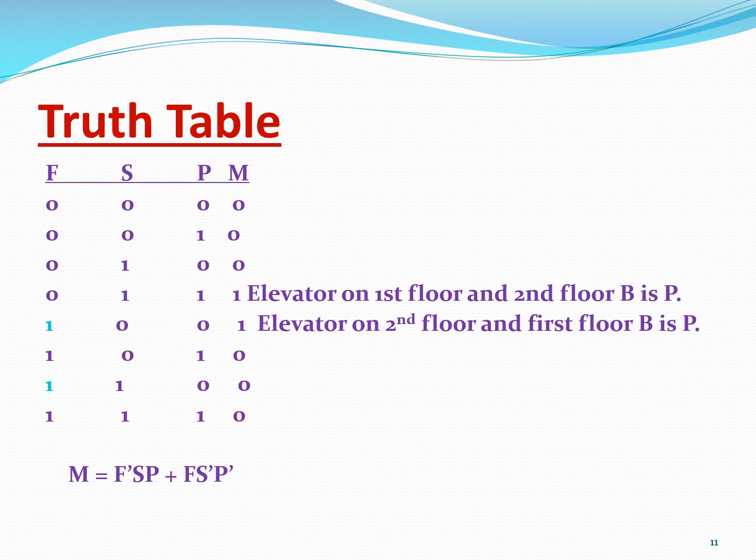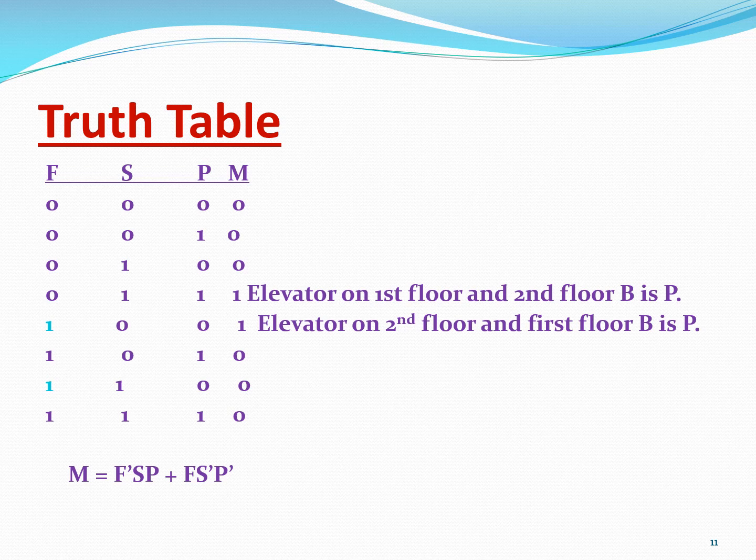Next is 1 1 0. So P is 1. So the elevator is on the first floor and the second floor button has been pressed. So that means the elevator has to move, therefore output is 1.